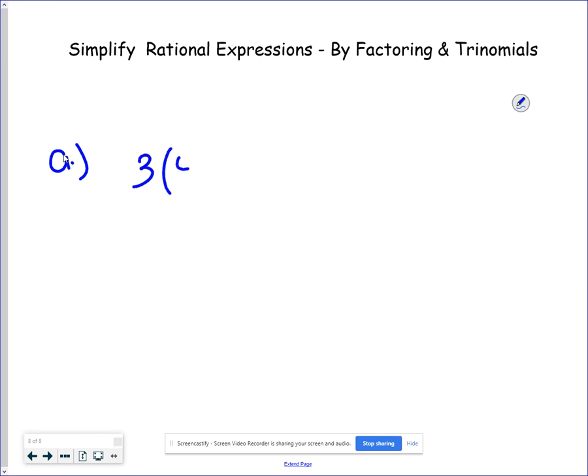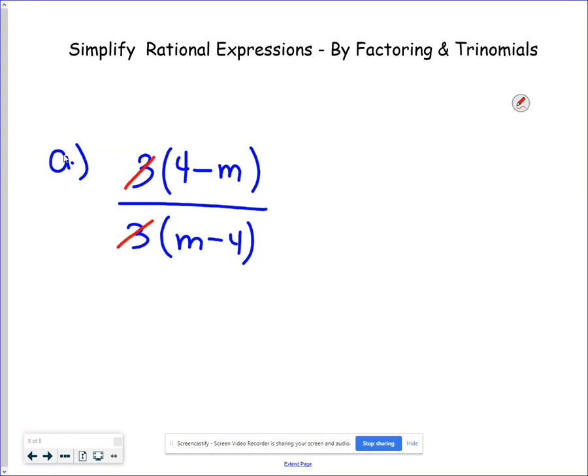3 times the quantity 4 minus m, over 3 times the quantity m minus 4. And we're asked to simplify. Well, what's nice about this problem is it's already factored. Both the top and the bottom are factored. But what do we have in common? Do we have any factors in common? Well, the 3's, we can mark out the 3's. They will cancel each other out.